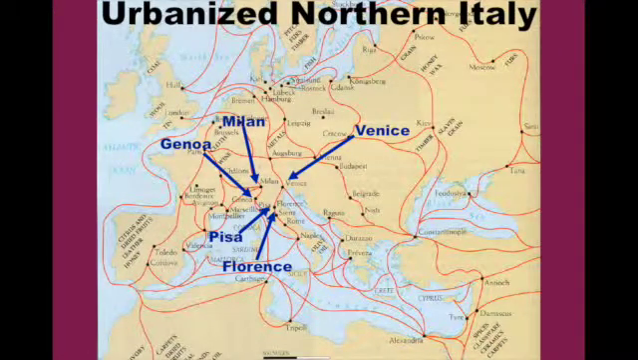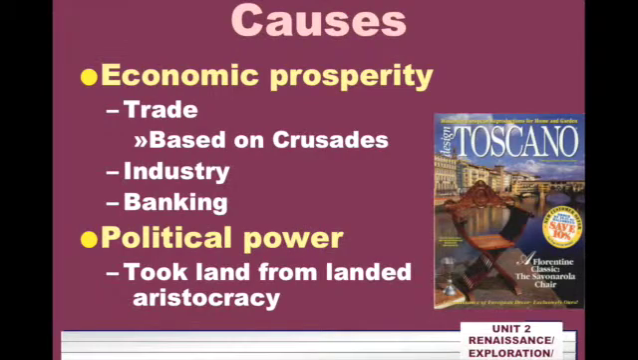Now, it started in Italy because there was an urbanized northern part of Italy. You have Pisa, Florence, Siena, Venice, Milan, Genoa. Okay, these places are centralized. People have excess money to spend on art, and this is going to really make the Renaissance flourish.